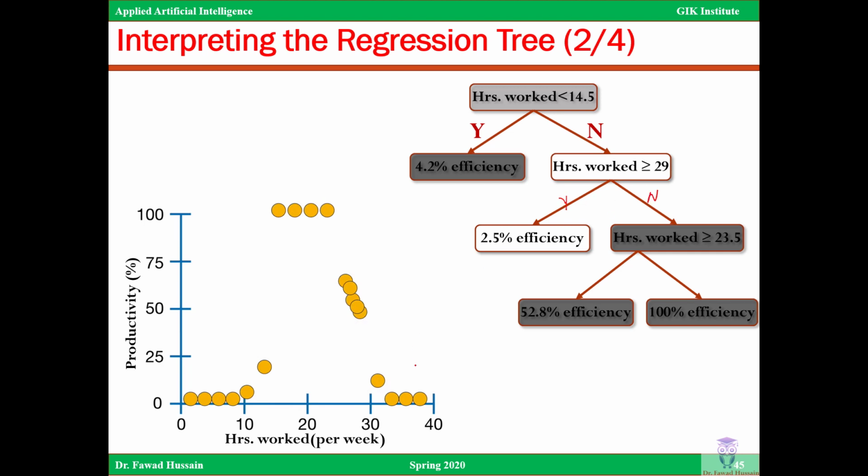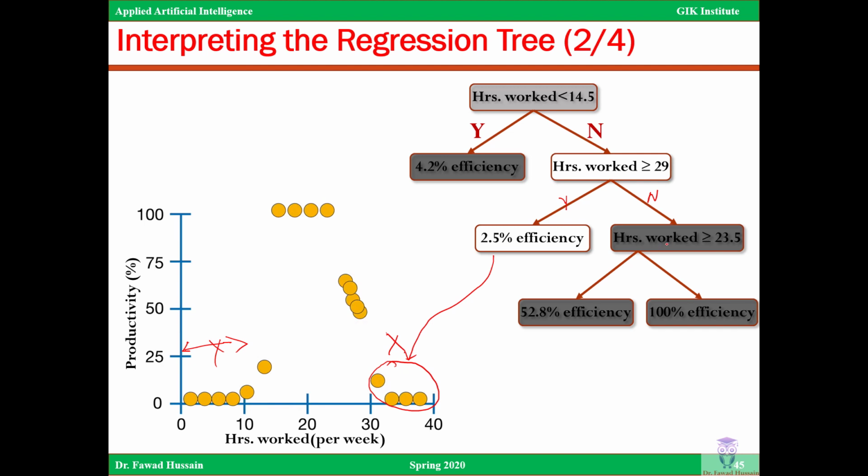So if the answer is yes, it means I am referring to this part, because this is the part where we had greater than 29. So in this case, again, the representative is 2.5, so 2.5% efficiency or productivity we're getting for this. And next, if the answer is no, so if the first part was this, so it's not this part and it's not this part.